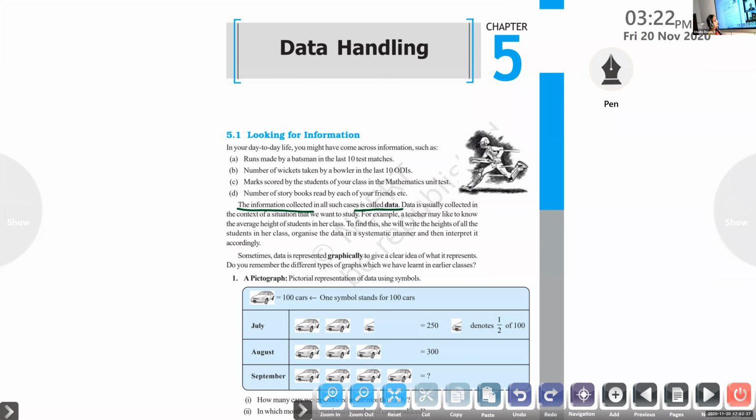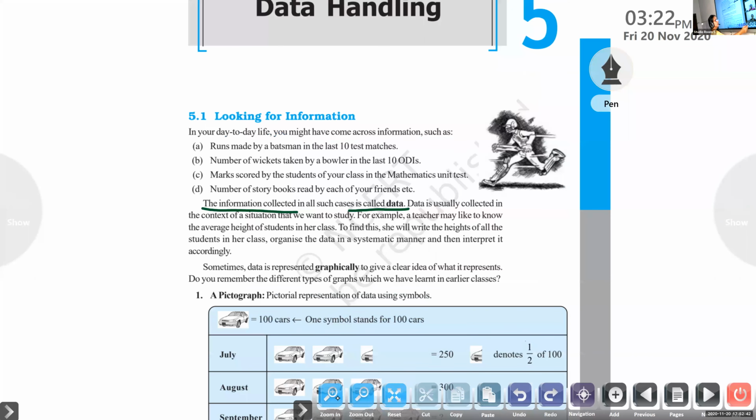Lakshmi, what is the data? Ma'am, the information. Information collected for a particular purpose. Information collected for a particular purpose is known as data. Okay. And Lakshmi, can you give an example for data collection?